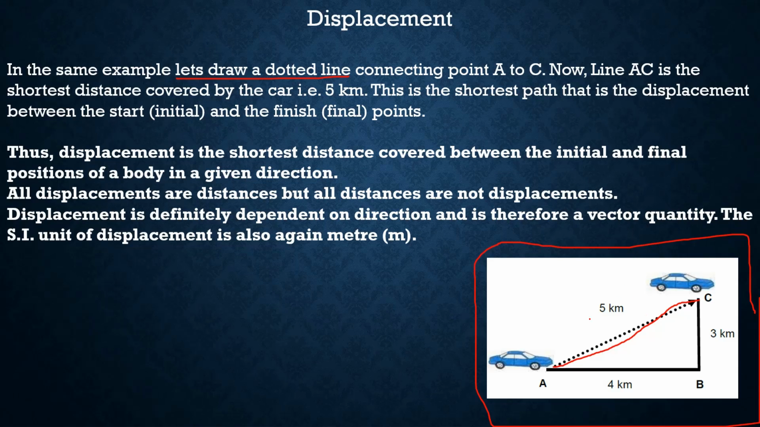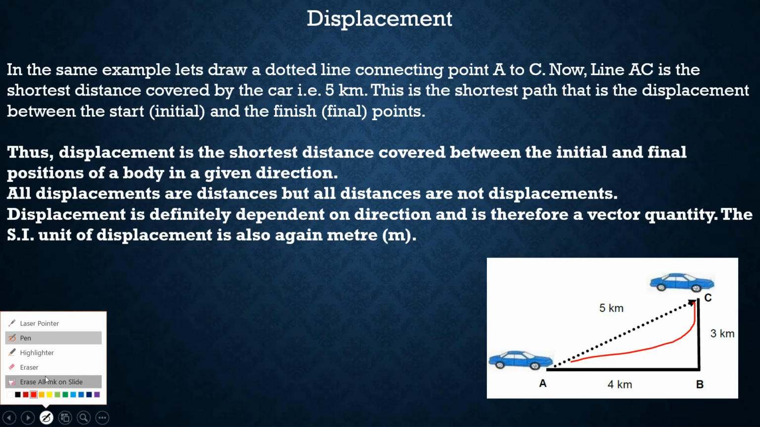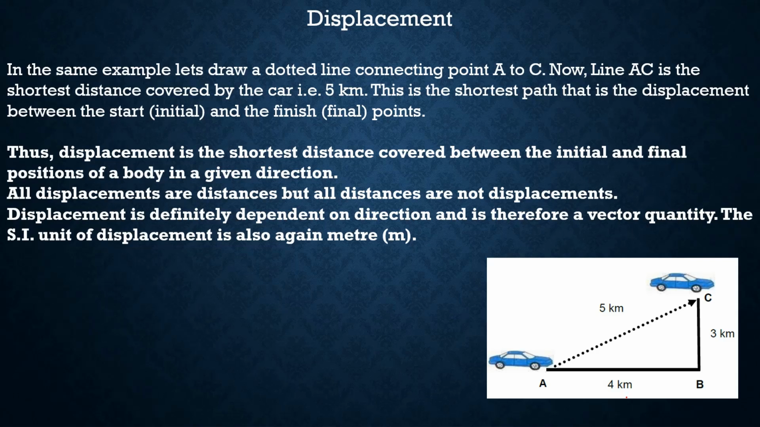Now we see that line AC is the shortest distance, because we had seen that distance was 7 kilometers, because we added the 4 and 3, and displacement is 5 kilometers, as you can see it is written over here. So it is of course going to be the shortest distance. This shortest path, this dotted line, is called displacement, that is between the start, that is A, and the final position, that is C.